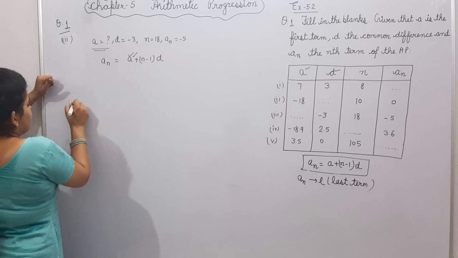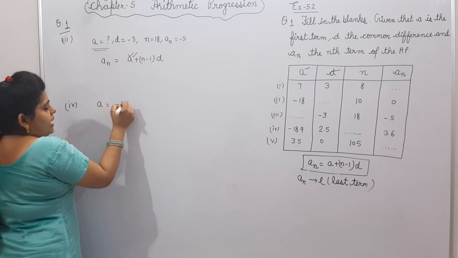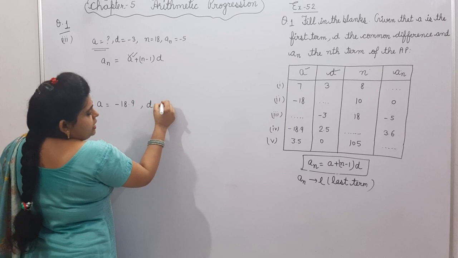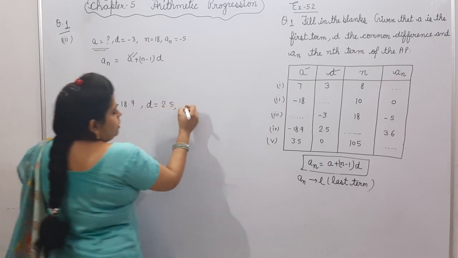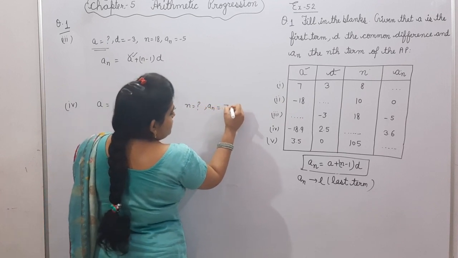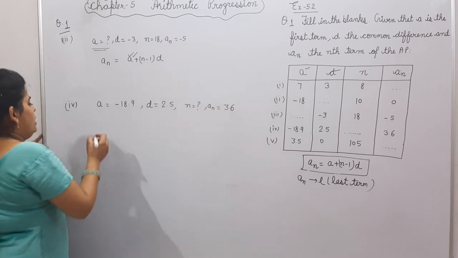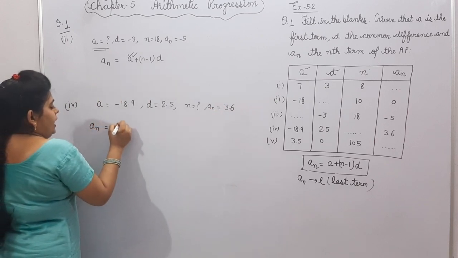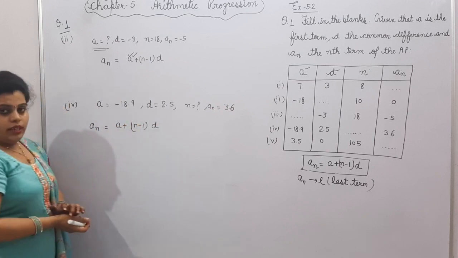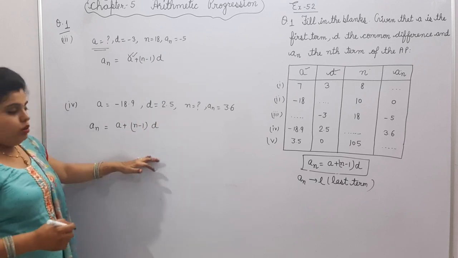Now it's the fourth part. What is given? A is equal to minus 18.9. This is given. D is equal to 2.5. And we have to find n. And an is equal to 3.6 is given. Now an is equal to a plus n minus 1 into d. This is our formula.